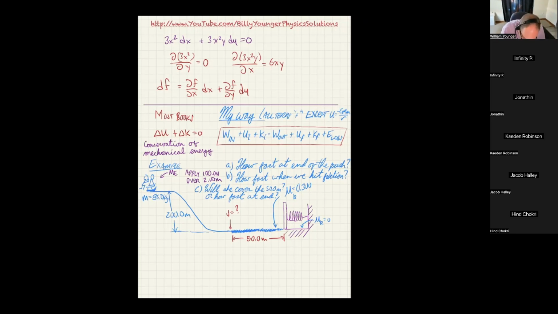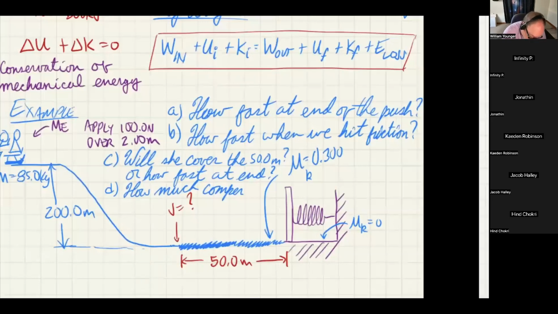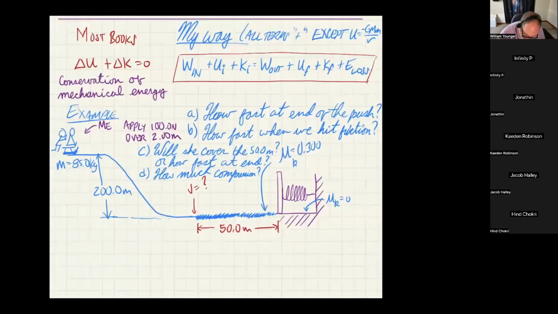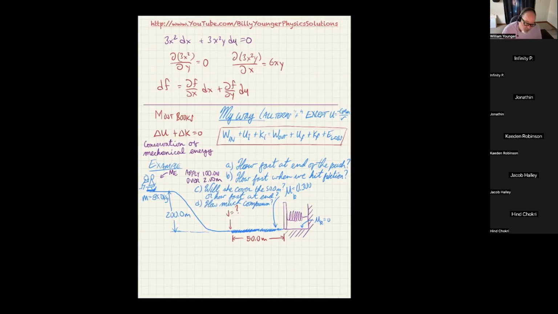And then finally, part D, how much compression? In other words, how much am I going to compress that spring, if I actually make it through the friction spot. So those are the problems we're going to work. It's really not as hard as it seems. We've got a good 5 minutes, so that's okay. Let's do this.